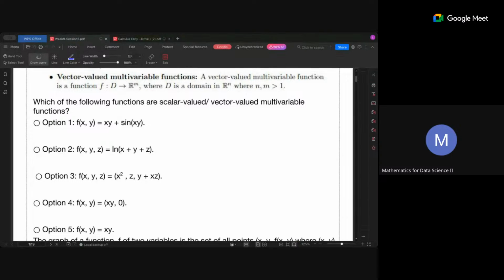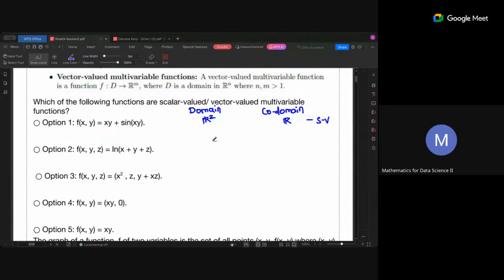Let us continue. In this question, you have a set of functions. Identify which of them are vector valued and which are scalar valued. For that, you first need to know what the domain and the codomain are. For the first function, what is the domain? R2. And the codomain? R. If the codomain is R, is it scalar valued or vector valued? Scalar valued, right?